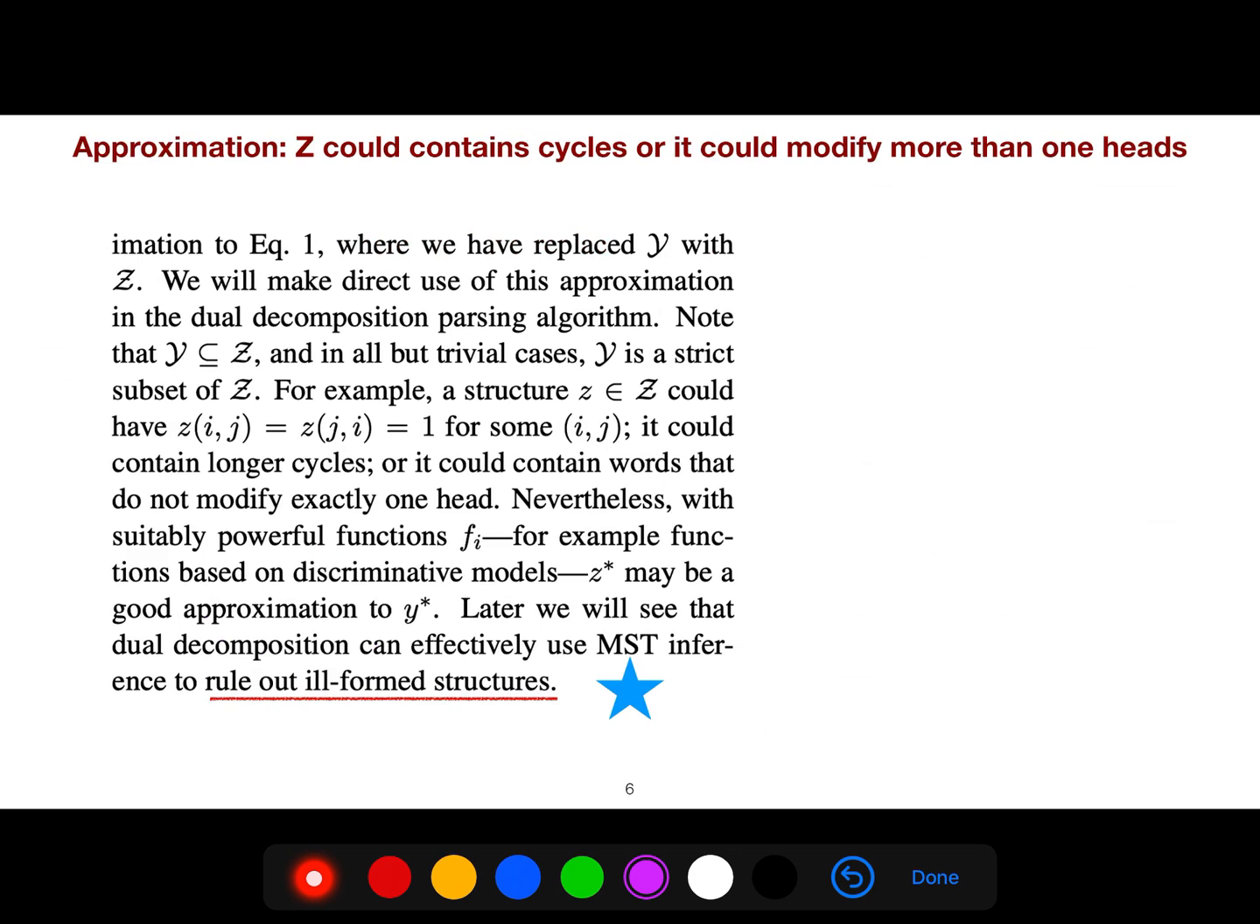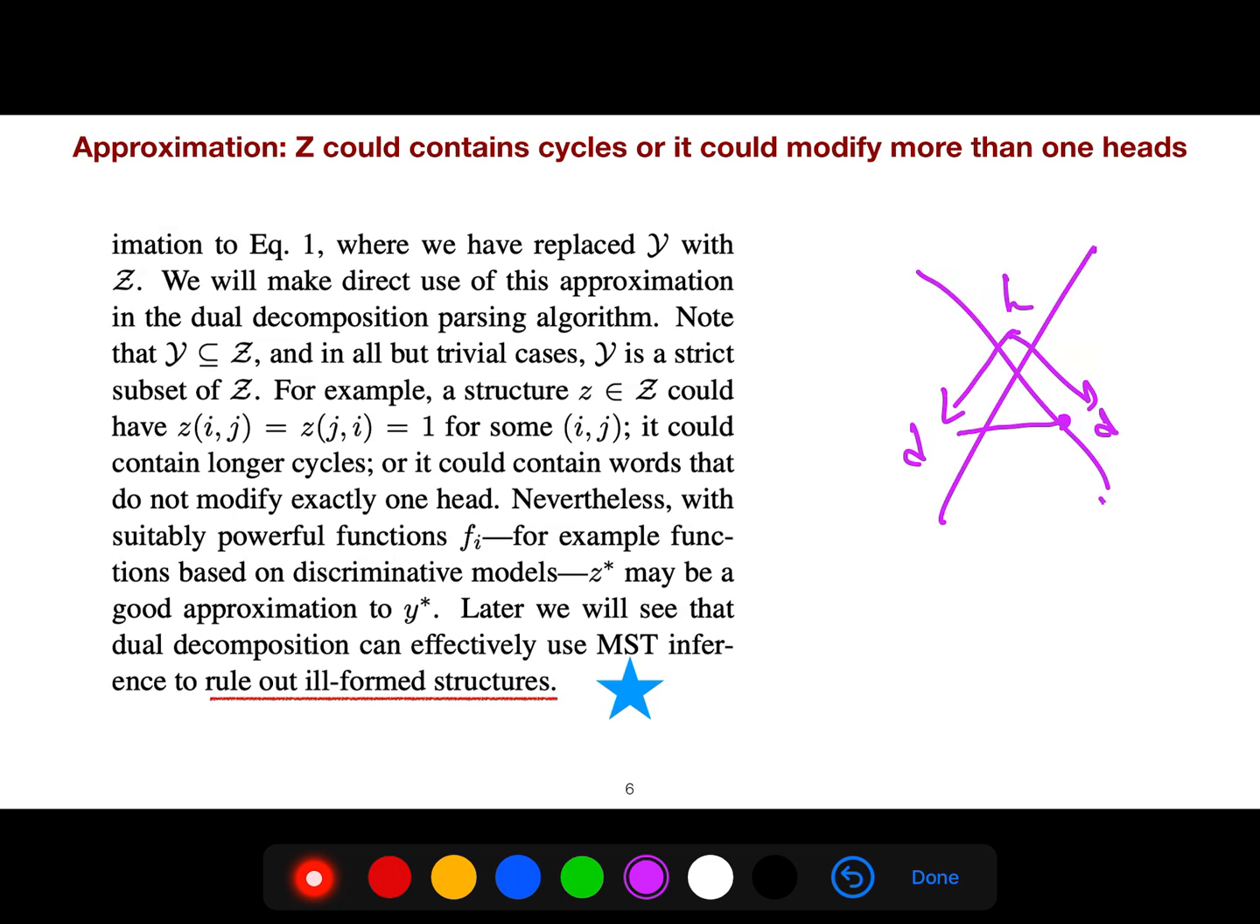When we say approximation, it means that z here could contain cycles, because in dependency parsing, of course, a head can have 2 different dependents, but a dependent cannot have 2 heads. This is one kind of constraint. Another constraint is that this can never happen. It cannot be like this. And there are many of these constraints, so we want to know how we can deal with these situations.